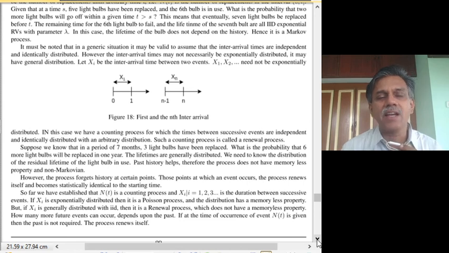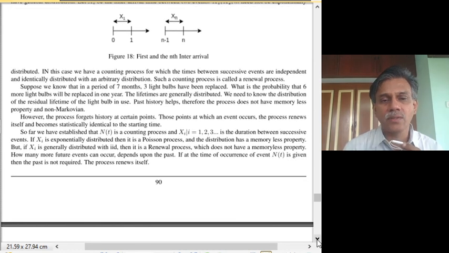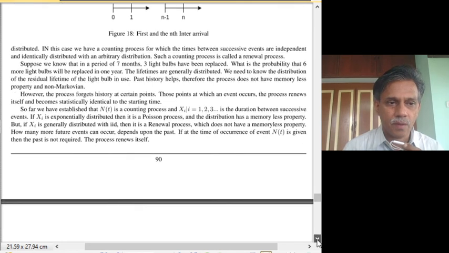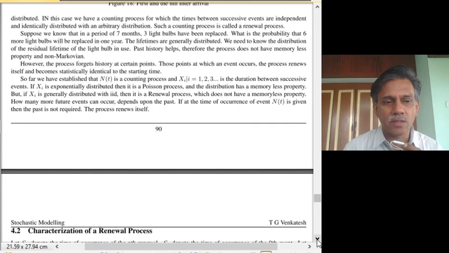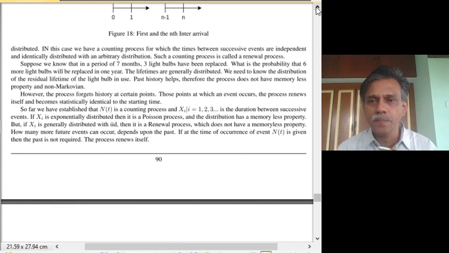So the process behaves like a Markov process, or we say that the process renews itself. It statistically becomes as if it were at the beginning of the observation at t equal to 0. So at this point the process renews itself and statistically becomes as if it is at the beginning of observation. Those points are called the renewal points, and these processes are called renewal processes. So renewal processes are counting processes with independent increments, but the time duration between successive events has a general distribution.